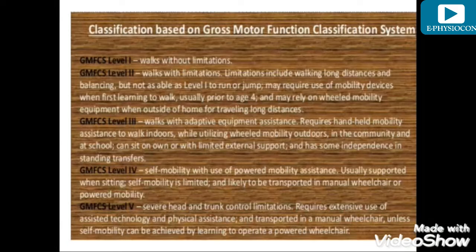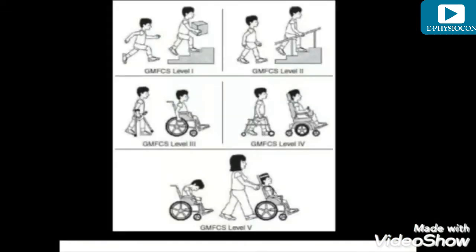Now the classification based on gross motor function classification system has 5 levels. Level 1 is walks without limitation, level 2 with limitation, level 3 with adaptive equipment assistance, level 4 self-mobility with the use of power mobility assistance, level 5 severe head and trunk control limitations. These are the pictures of all the 5 levels.